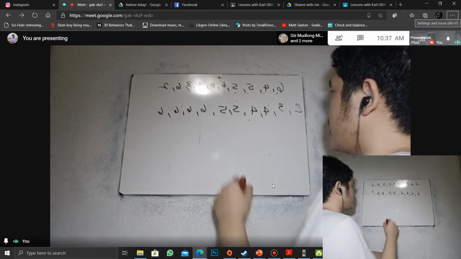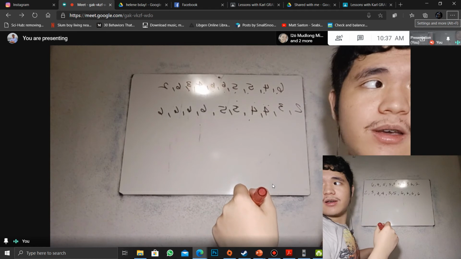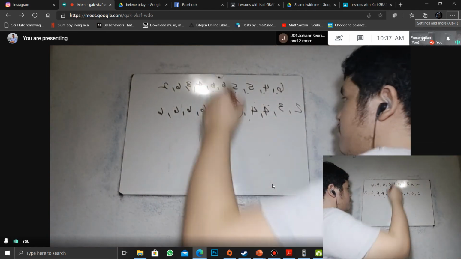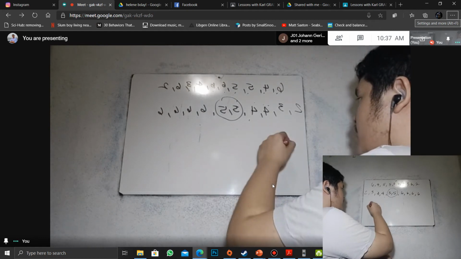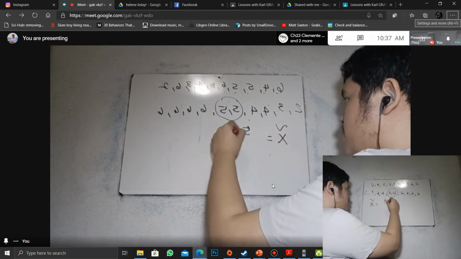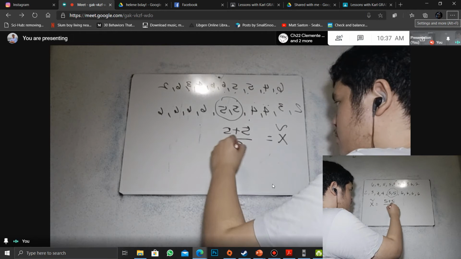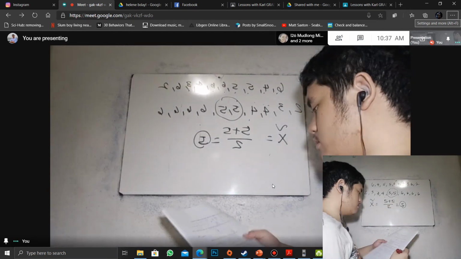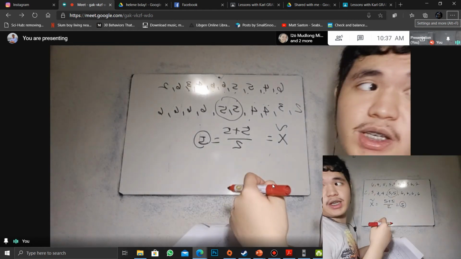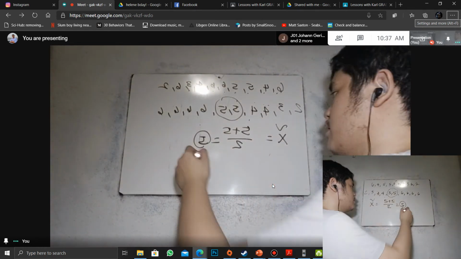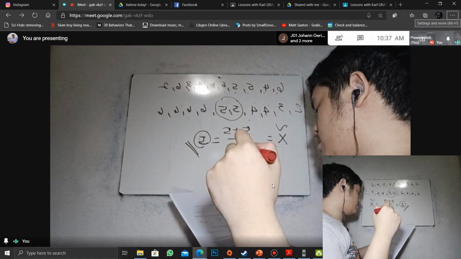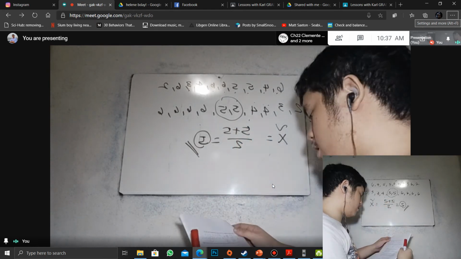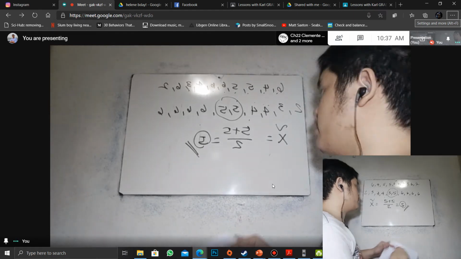So, dahil even number of terms, we get the average of the 5th and 6th term. Diba? So, median equals 5 plus 5 over 2 equals 5. Wala siya sa choices. Number 4, if the data is said to be unimodal, what should be the value of the unknown weight, x?